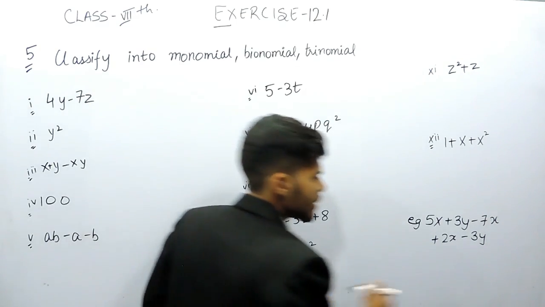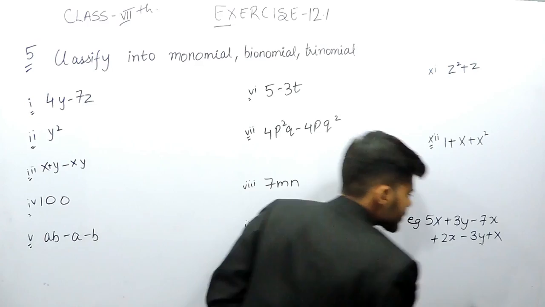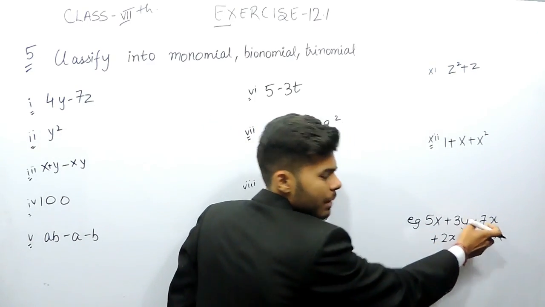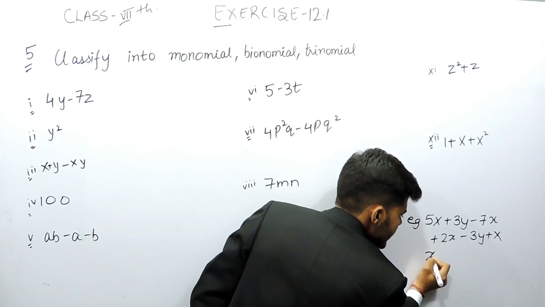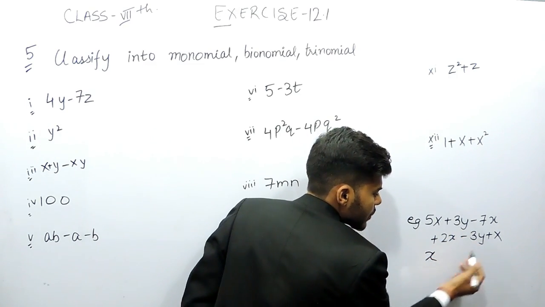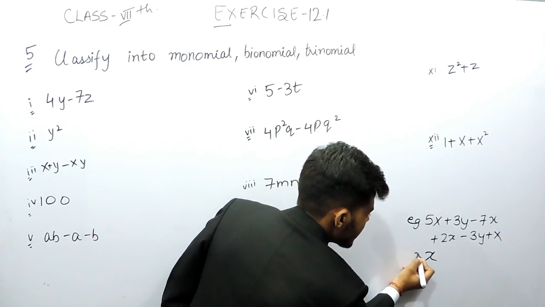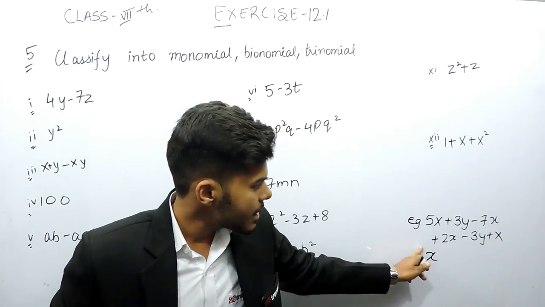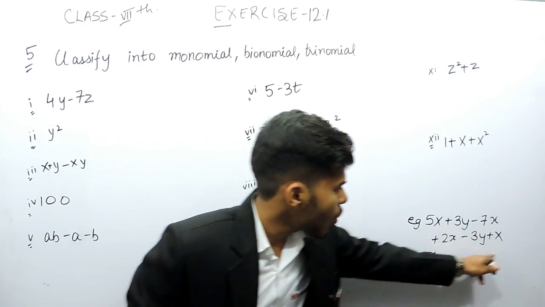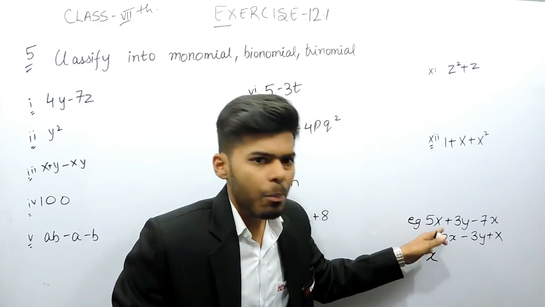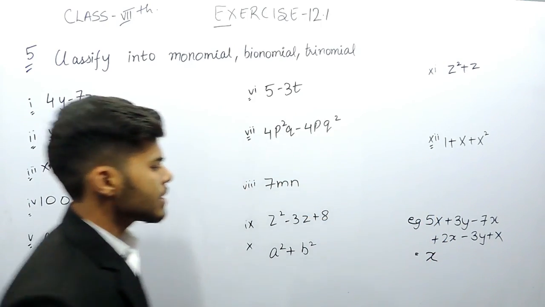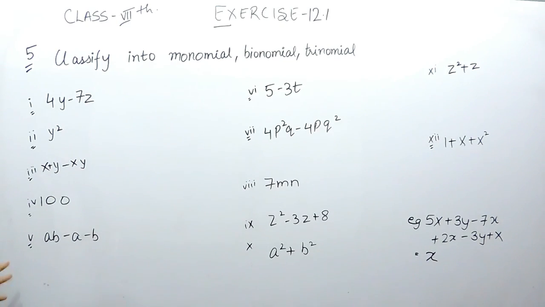Reason being, if we solve it, 5x plus 2x is 7x, minus 7x, that will be x, and plus 3y minus 3y, that will be 0. So in simplest form, we got the answer as x. That means it is a monomial. But if you see this quantity, you will say it is a polynomial, having more than 3 terms. So this is the condition that it should be in its simplest form.